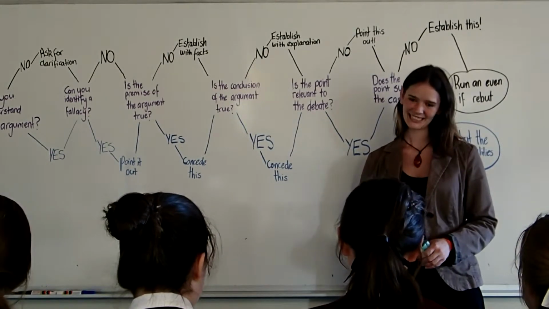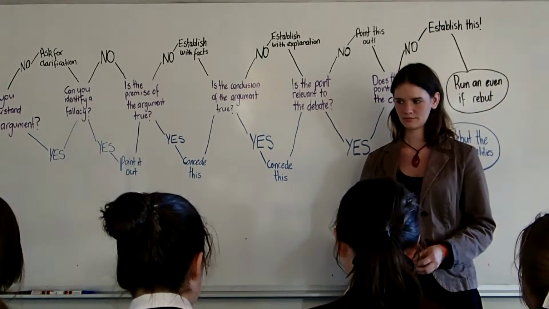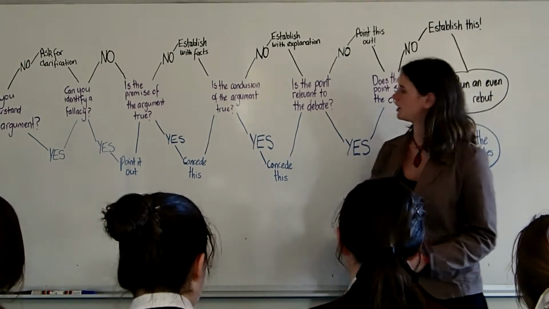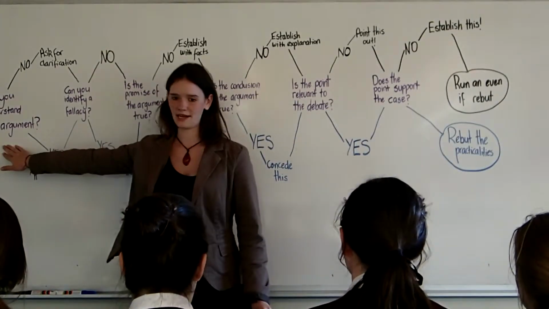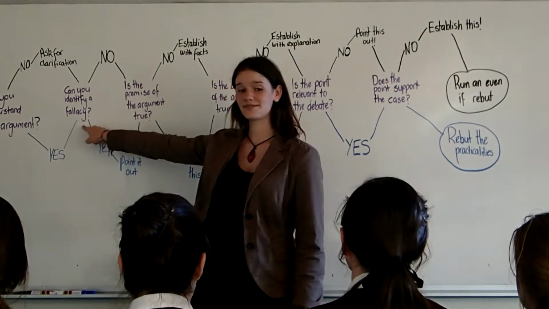The voting age should be lowered to 12 years so that students can have active participation in creating policies that affect them and political discourse can improve. Okay. So, do we understand the argument? Yes. Can you identify a fallacy?